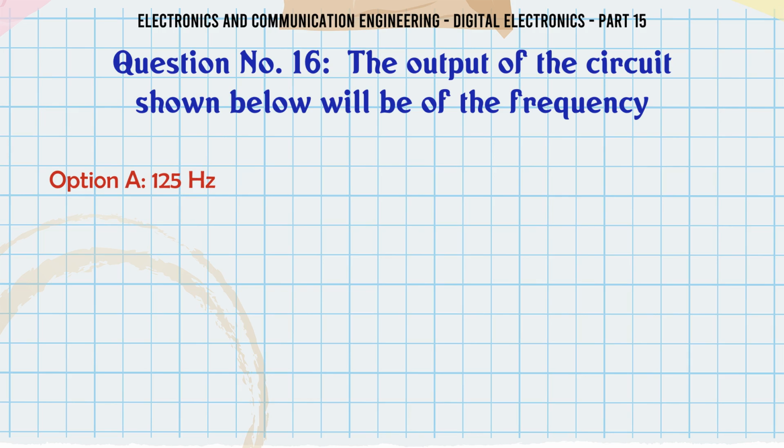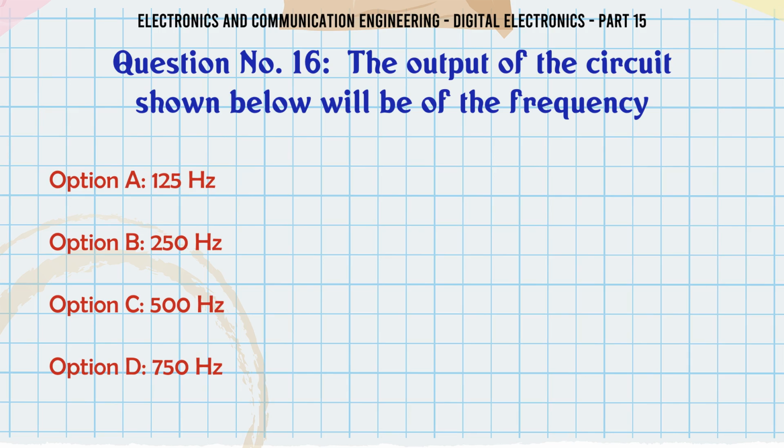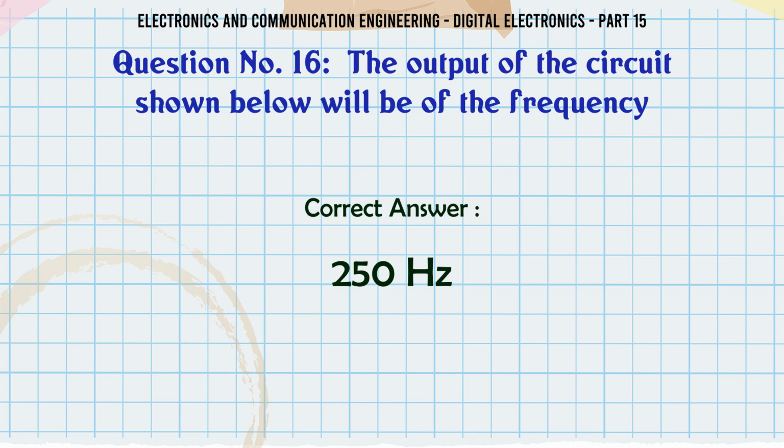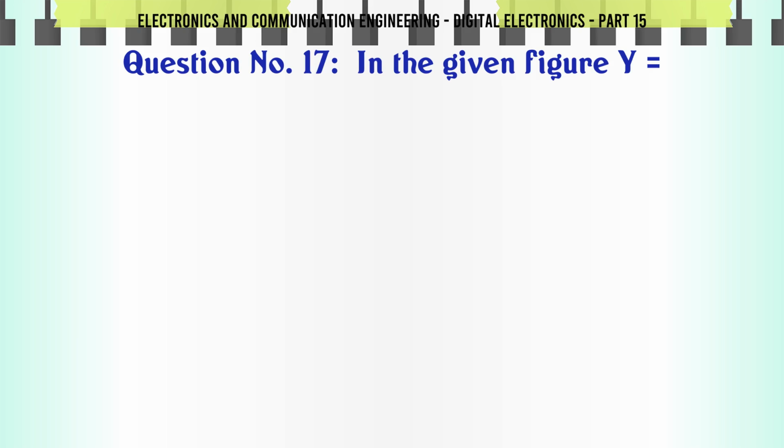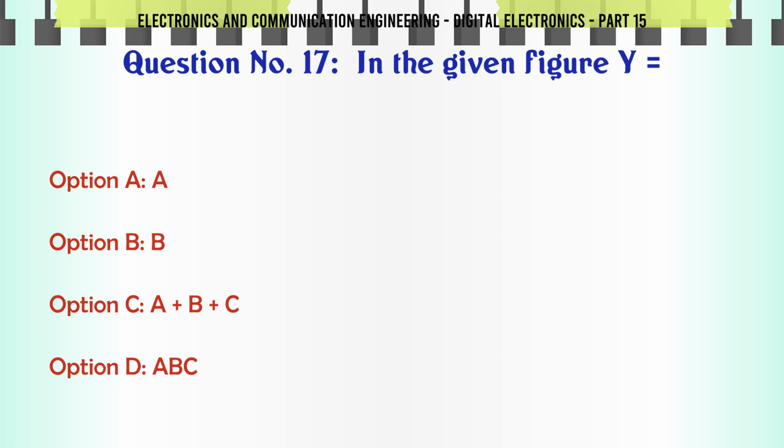The output of the circuit shown below will be of the frequency: A. 125 Hz. B. 250 Hz. C. 500 Hz. D. 750 Hz. The correct answer is 250 Hz. In the given figure, Y equals: A. B. B. C. ABC. D. ABC.